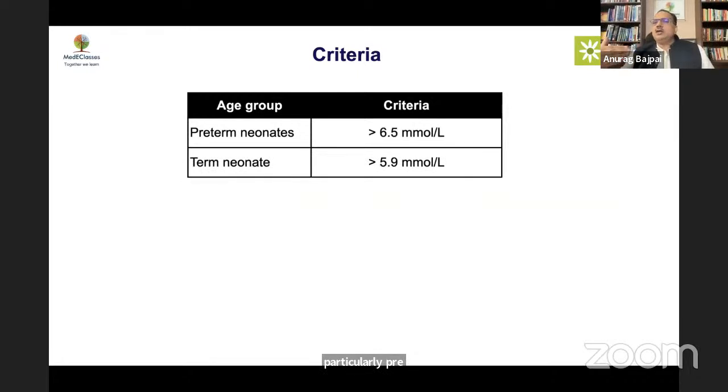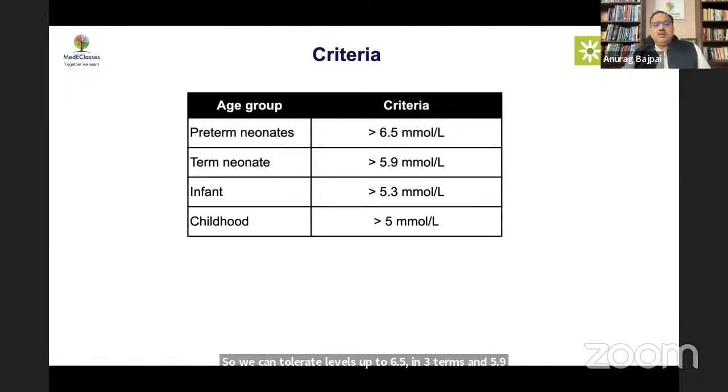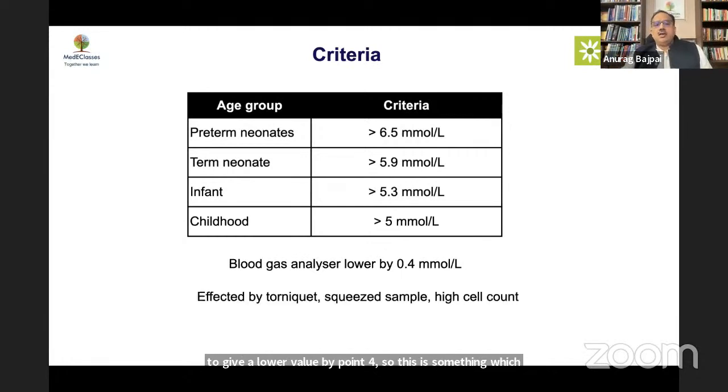So we can tolerate levels up to 6.5 in preterms and 5.9 in term neonates. In infants, the level comes down, and in childhood, typically a level above 5, we start worrying. Remember that blood gas analyzers will tend to give a lower value by 0.4. So this is something we need to correct for when assessing.